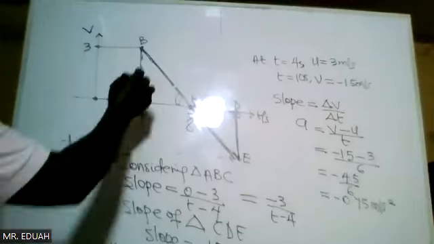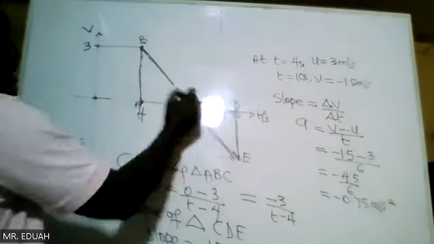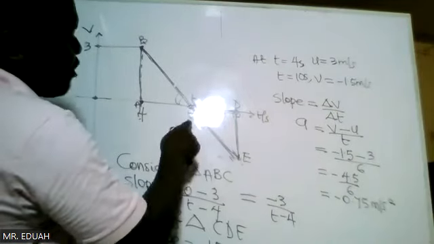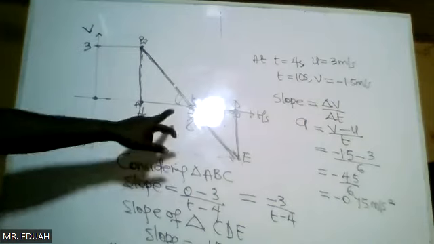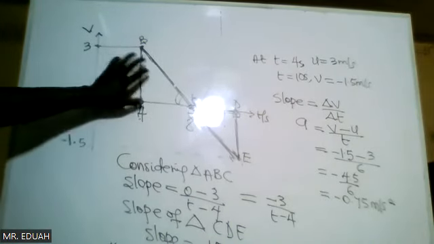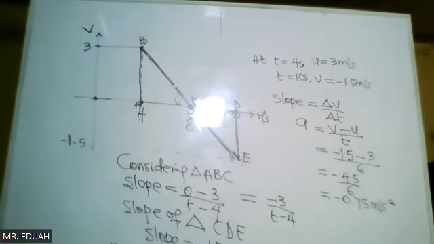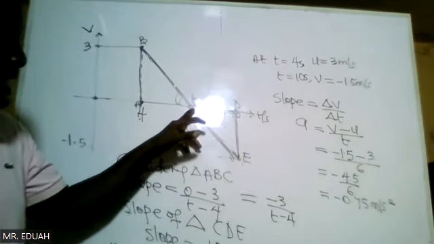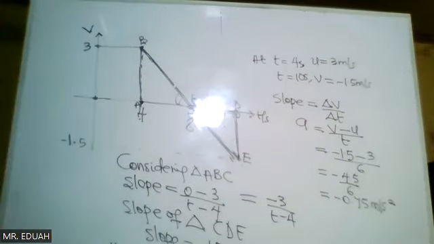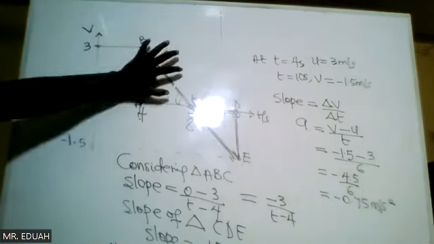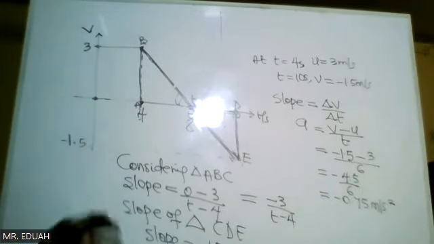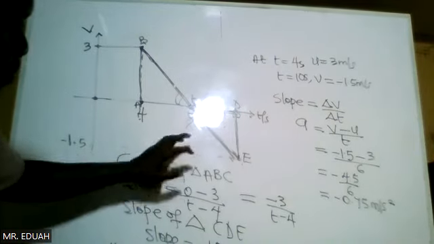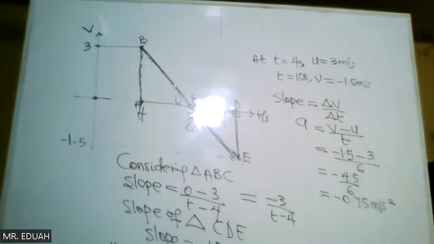If t is 8, then the slope of ABC must be the same as the slope of CDE. Once we have this time as 8, help me determine the slope of ABC. Somebody must also determine the slope of C, D, E, this triangle, and let's compare. I want everybody to do something. Help me determine the slope of A, B, C, and then another group must determine the slope of C, D, E, and let's compare.